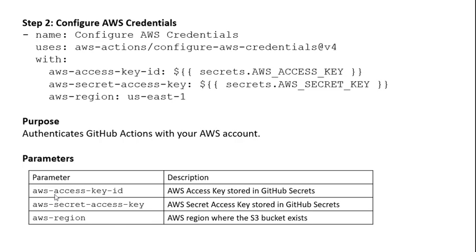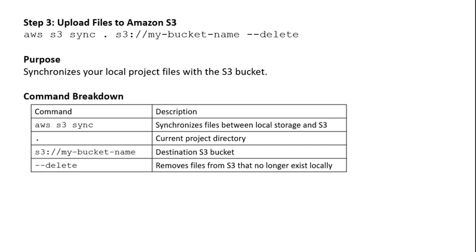The parameters: aws-access-key-id is the AWS access key ID, stored in GitHub secrets. aws-secret-access-key is the AWS secret access key, stored in GitHub secrets. aws-region is the AWS region where the S3 bucket exists. Then S3 upload the files to Amazon S3 with aws s3 sync . s3://my-bucket-name --delete.